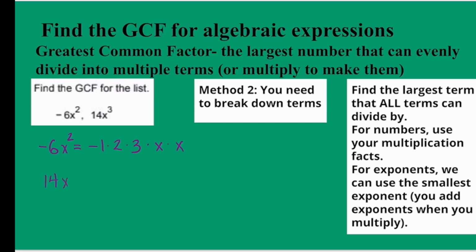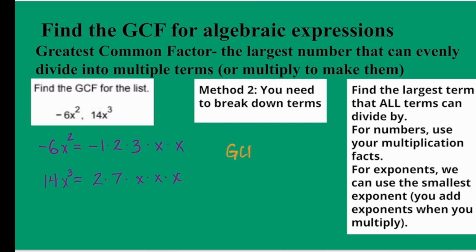For 14, x to the third. 14 I can write as 2 times 7. Those are both simplified. I cannot divide any of those further. And x to the third is x times x times x.